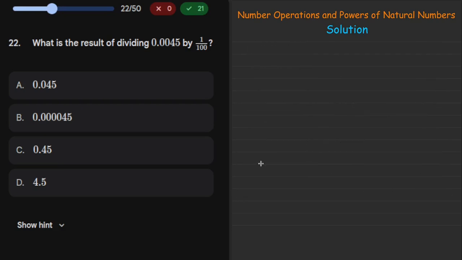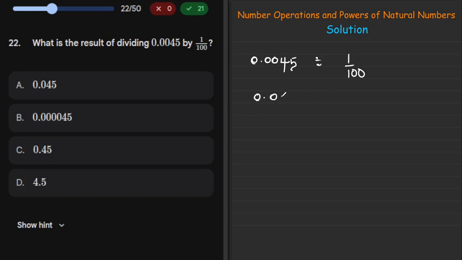The next question is, what is the result of dividing 0.0045 by 1 over 100? So we apply our knowledge of fractions over here. We know if we have a number, in this case 0.0045, and we are dividing by a fraction, we change our division sign to multiplication and then flip this so that it becomes 100 over 1.